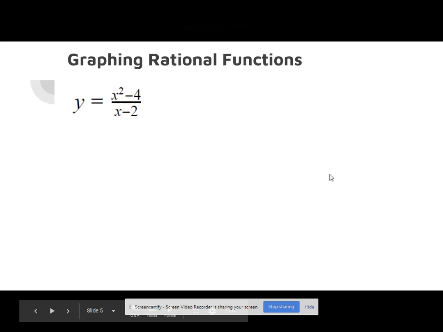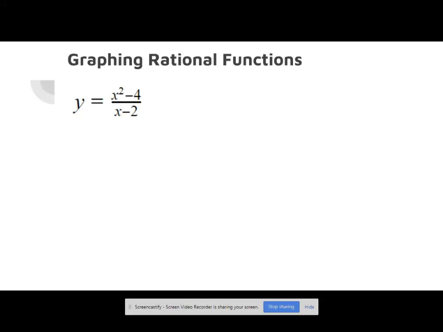We've looked at graphing linear equations. We've looked at graphing inequalities. We've looked at graphing quadratic equations using vertex form, using standard form, quadratic inequalities. Now we're going to look at graphing rational functions. And this will not be the last time we graph different types of functions, but we're going to look at rational functions in this video, in this section.